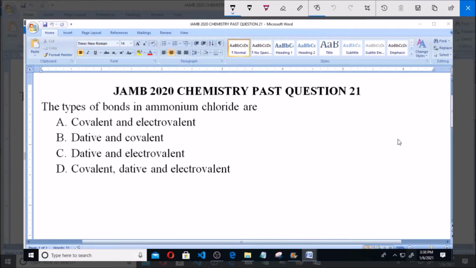Good day and welcome. I will be answering JAMB 2020 Chemistry Past Question 21. The types of bonds in ammonium chloride are. Now, ammonium chloride is represented as NH4Cl.